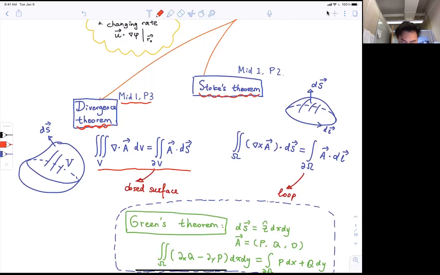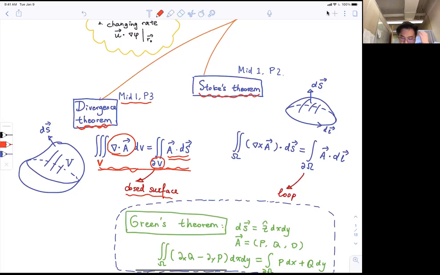When we have a volume integral, integrated over a volume V, and the integrand is the divergence of a vector field A, then we know it can be converted to a surface integral. The integrand in this case is A dot ds, and the surface is the boundary of the volume V. The boundary of a volume is a closed surface, right?